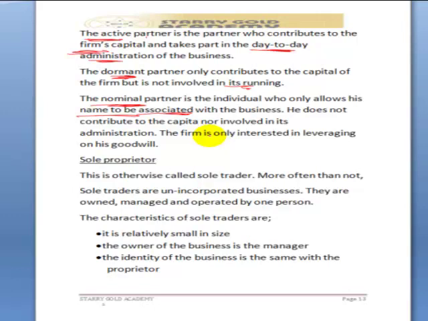So, a nominal partner is not involved in the daily activities of the firm. Neither does he contribute to the firm's capital. What the firm only wants to do is to use his goodwill to attract business to itself in the industry. That is all we need to know under partnership formation.